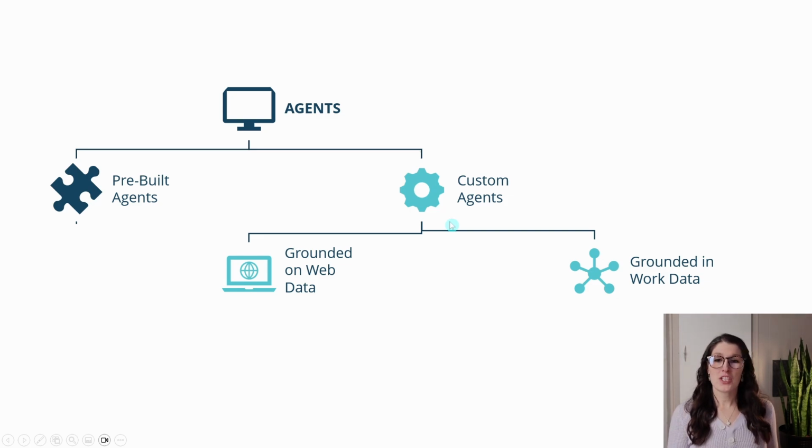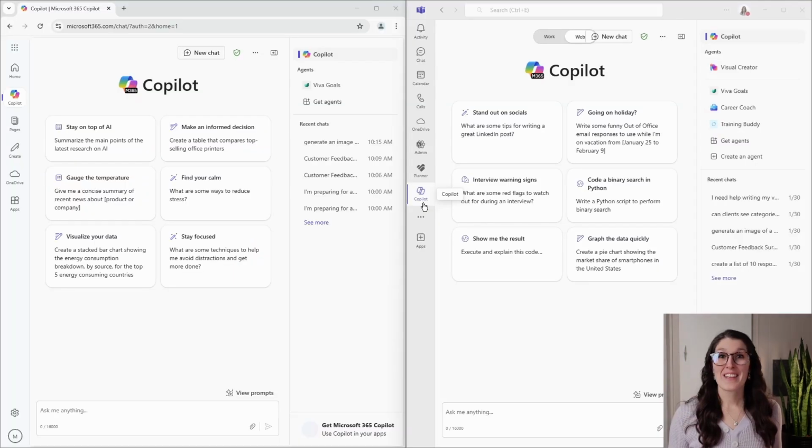With custom agents, these can be grounded on web data or they can be grounded in your work data. So let's now take a closer look. Now, in both experiences, you will see on the top right how we have agents. The great thing about agents is that your IT department has full control over who can create agents as well as who can access agents. So in Mike's, he simply has Get Agents, whereas for me, I have Get Agents and Create an Agent.